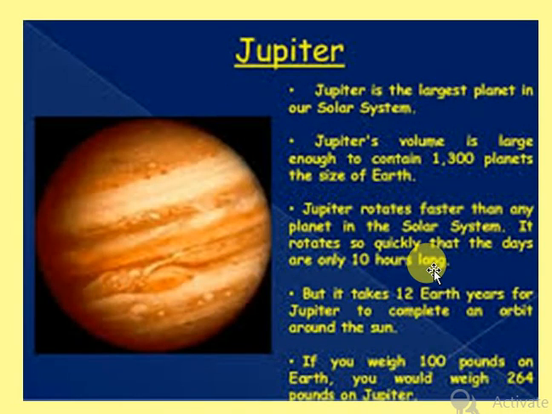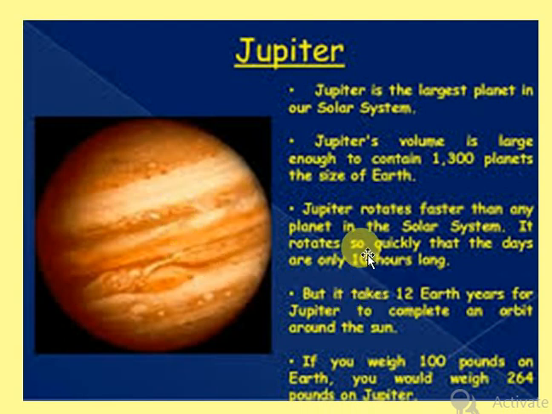Let us move to Jupiter. Largest planet, known for its red spot. A lot of red spots you can see here. So it is the largest planet in our solar system. Jupiter's volume is large enough to contain 1,300 planets the size of the Earth. So you can imagine how many Earths can fit under this. Around 1,300 planets the size of Earth can fit in Jupiter.